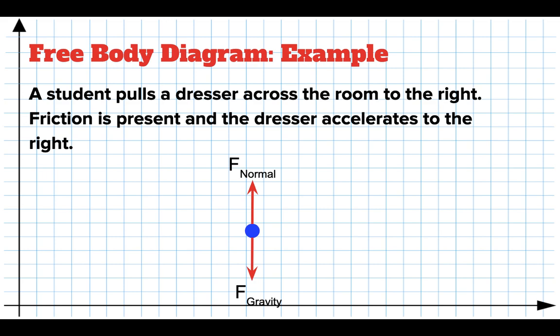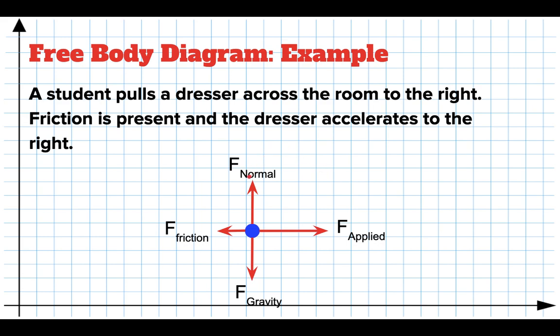Now, the student is pulling the dresser to the right, so there's a force going to the right, and since the student is pulling it, he's not using a string or anything. We call that an applied force to the right. And friction is present. And which way does friction go? Well, it says the dresser accelerates to the right, so it must be moving to the right, so friction must act to the left.